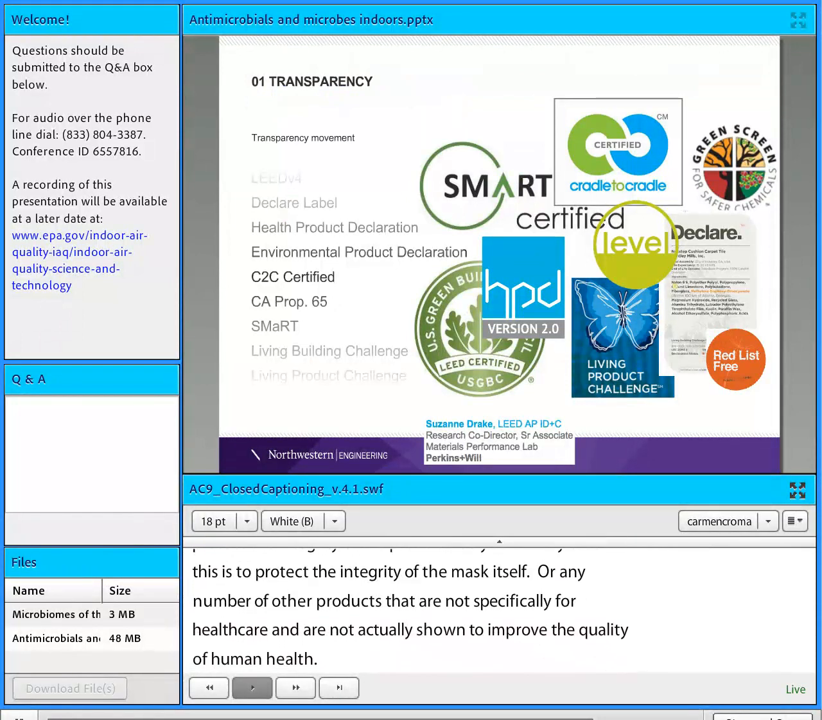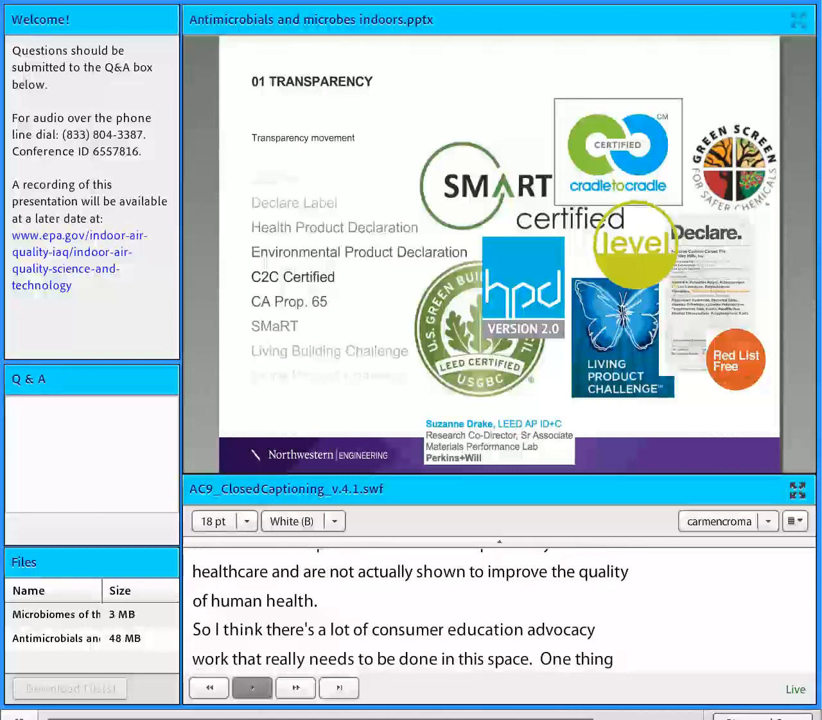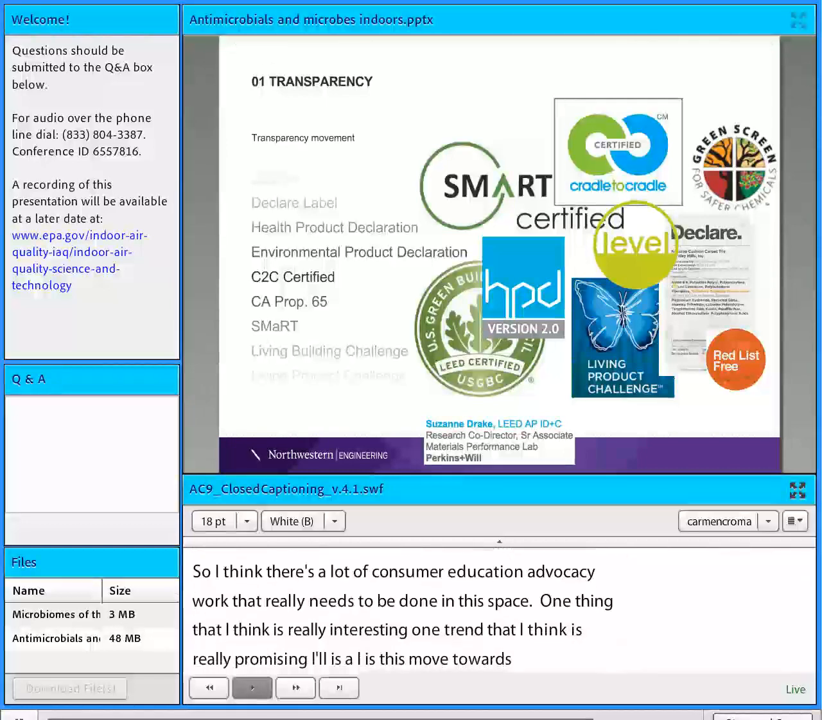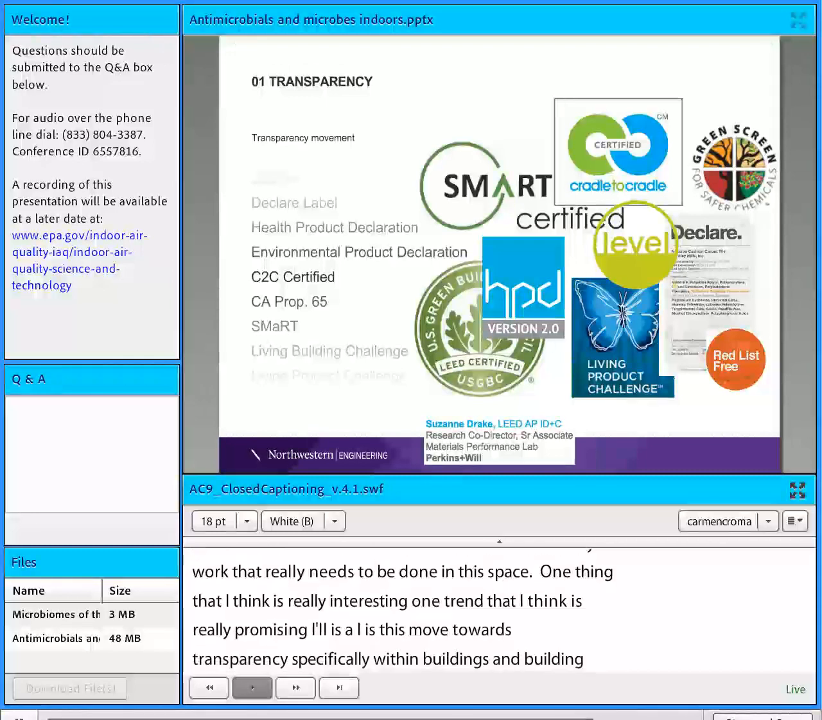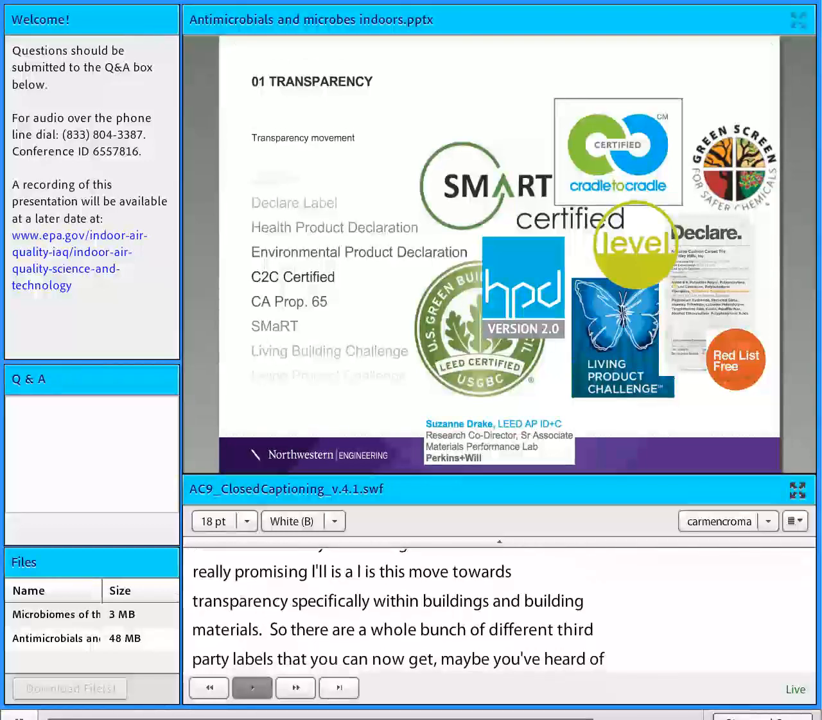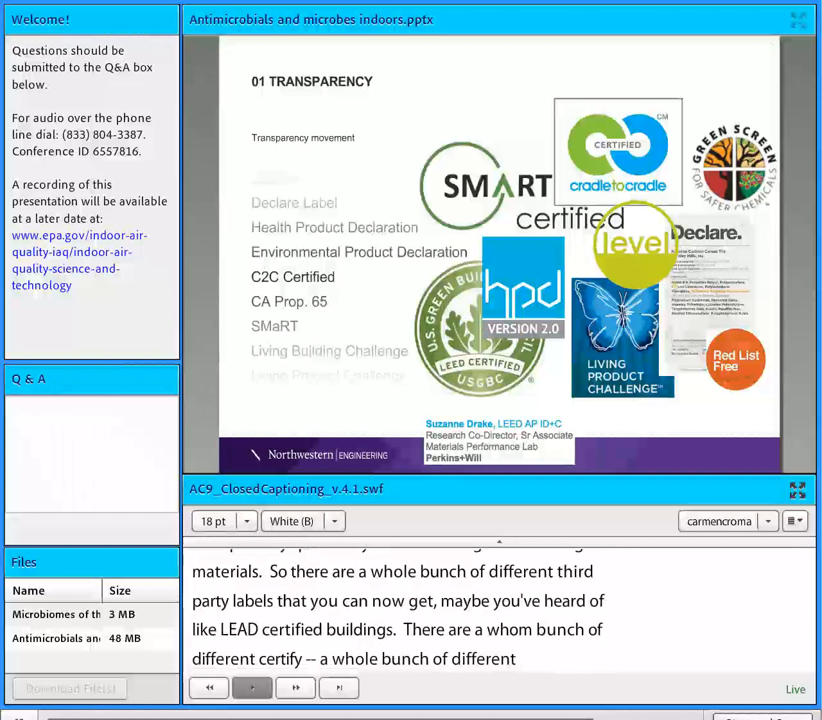So I think there's a lot of consumer education and advocacy work that really needs to be done in this space. One trend that I think is really promising is this move towards transparency, specifically within buildings and building materials. There are a whole bunch of different third-party labels that you can now get. Maybe you've heard of LEED certified buildings. There are a whole bunch of different certifications, both for the buildings themselves and the different types of products that you might use in them.